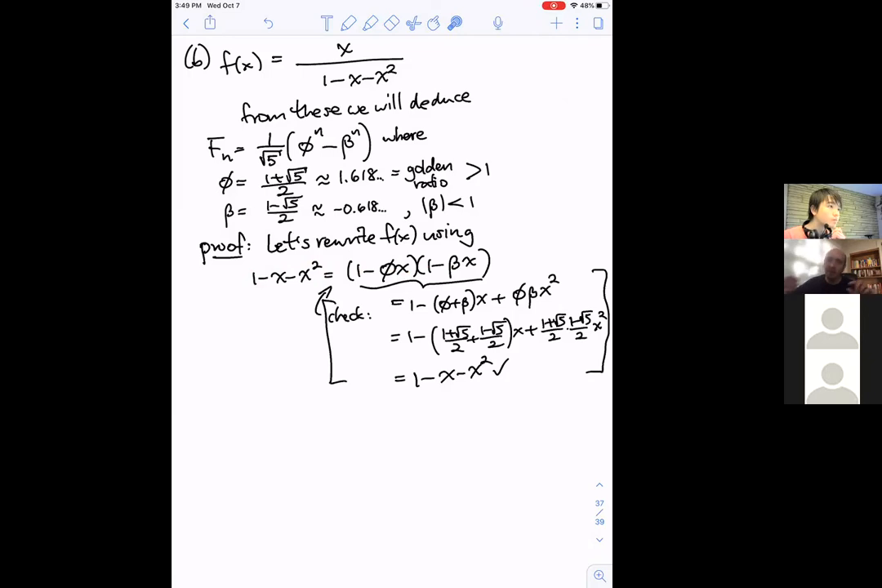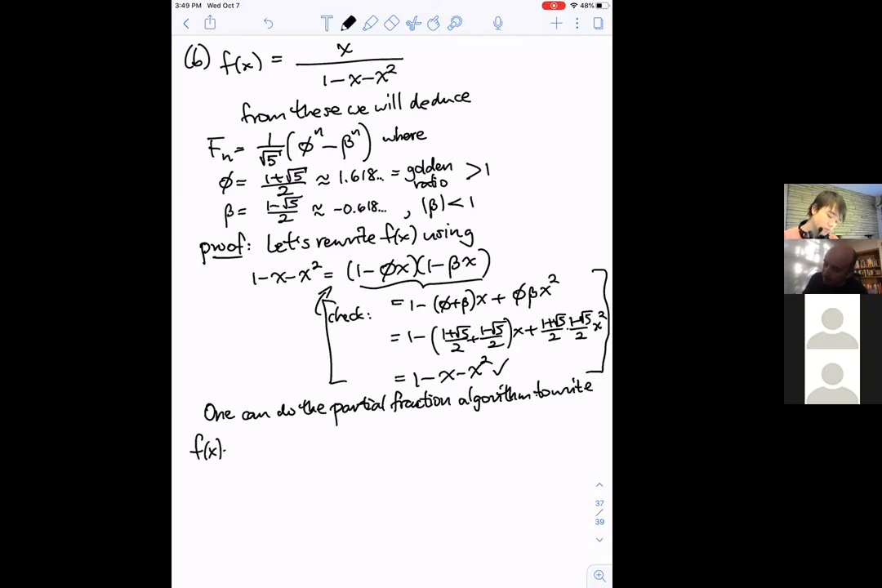It turns out, by the way, that the reciprocal of phi is negative beta, the reciprocal of beta is negative phi. So this has to do with their definitions in terms of the golden ratio. So now the point is, one can do partial fractions, the same algorithm. I'm not going to do it here for you. I'm just going to give you the answer, the one that you learned in calculus.